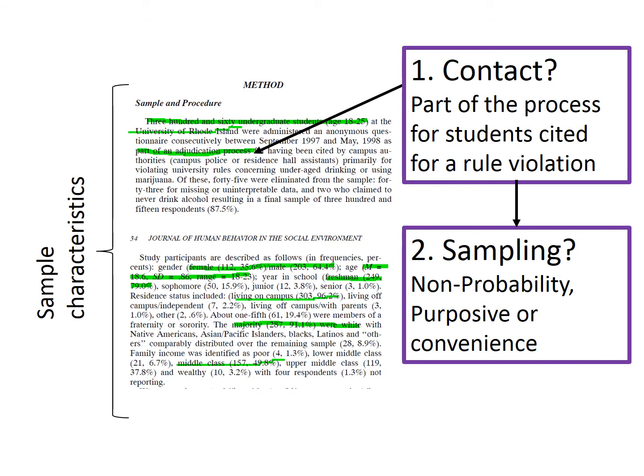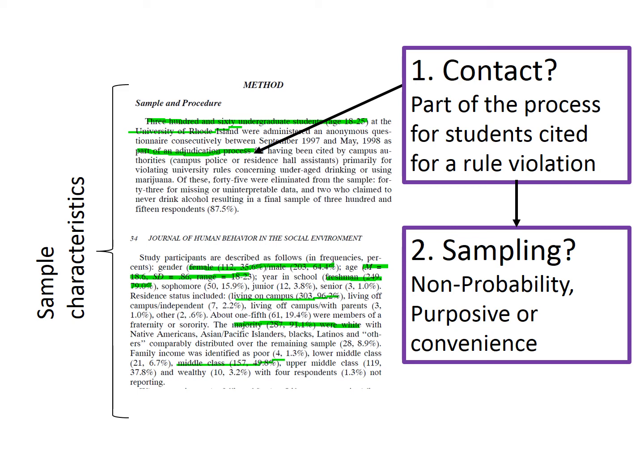Hopefully, you found it was fairly easy to find the section with the information about the sampling. I actually had to look up what adjudication process meant, and it looks like it could mean a few things. I think in this context, they're referring to the process students have to go through if they're cited and want to continue as a student and don't want to have something on the record that would keep them from being able to continue later. That said, it looks like they contacted participants by including the study as part of the process required for students who were cited for a rule violation.